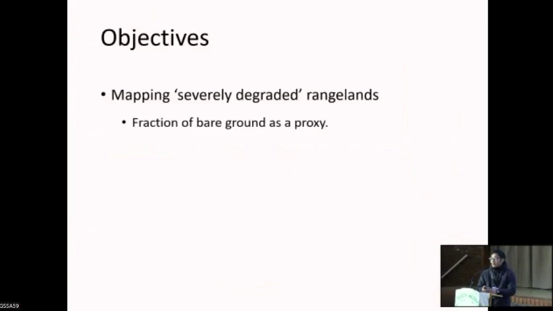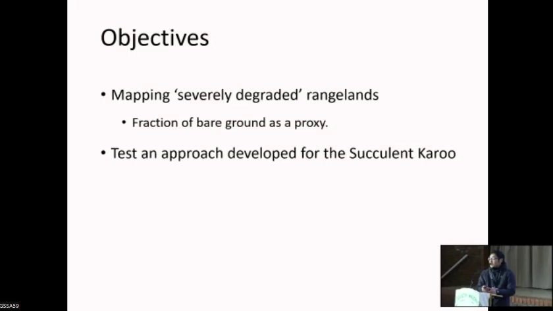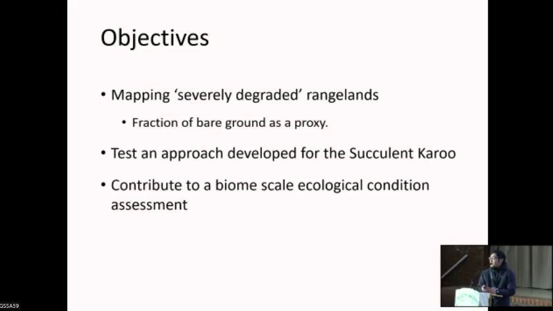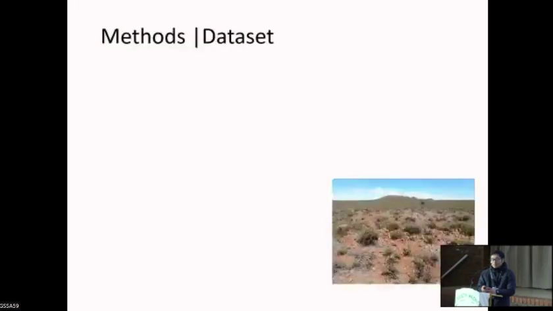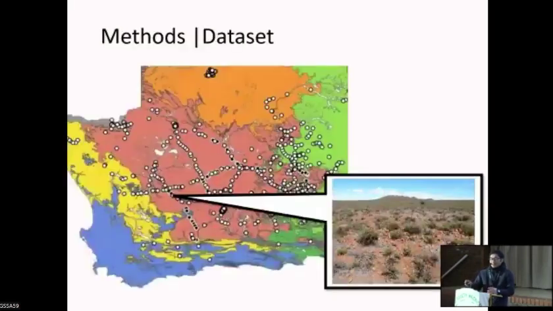So the objective of my project is mapping severely degraded rangeland using fraction bare ground cover as a proxy. To do so, I use a similar approach, which was successful in the Succulent Karoo. By doing so, I'm aiming to contribute to biome-scale condition mapping. For the method, the Namakuru was much larger than I thought. It's a huge area, and getting enough training data is usually a challenge, but I was very fortunate.